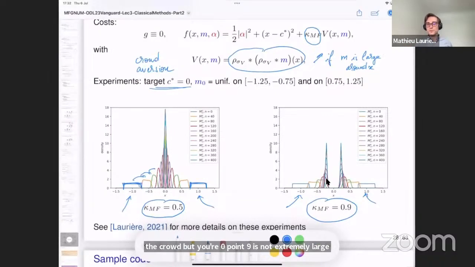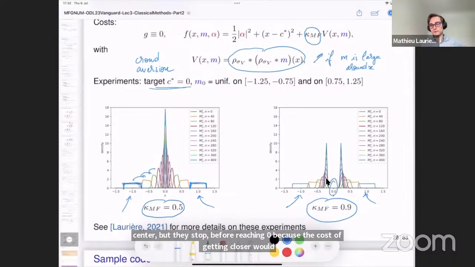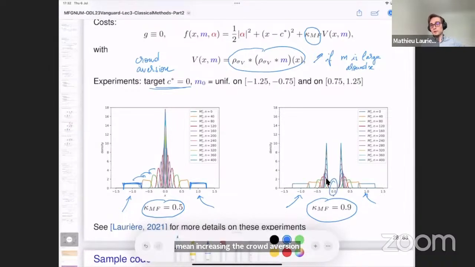So you see that people move towards the center, but they stop before reaching 0, because the cost of getting closer would mean increasing the crowd aversion cost. Right? And if you take kappa MF even larger, maybe people will not even go towards the center. They will just try to spread over the domain because they really want to avoid mass. So maybe even this initial condition would be too much for them, and they would just try to spread the mass in order to pay a lower cost of crowd aversion.